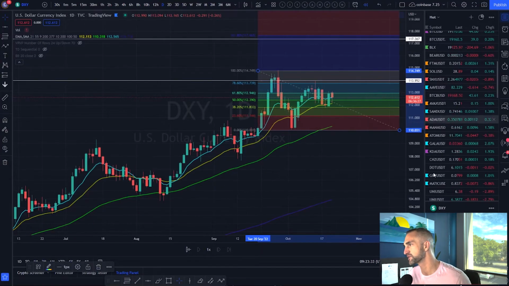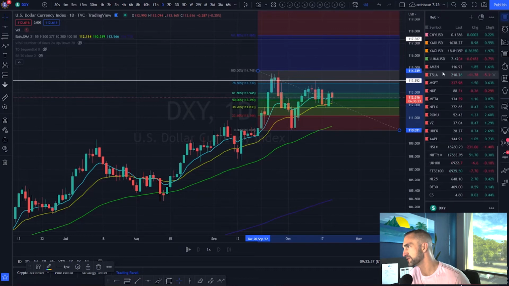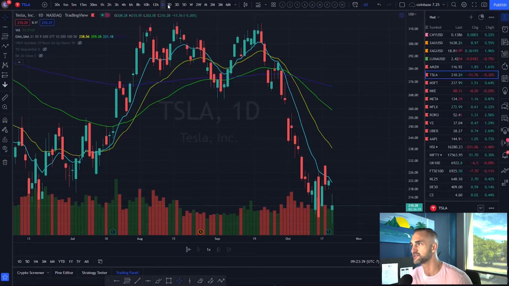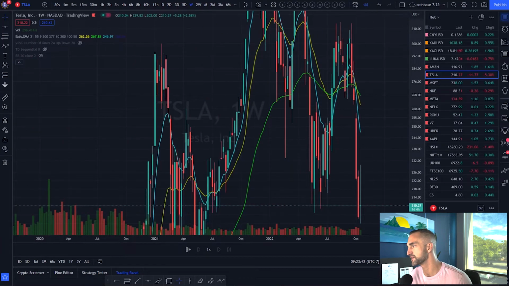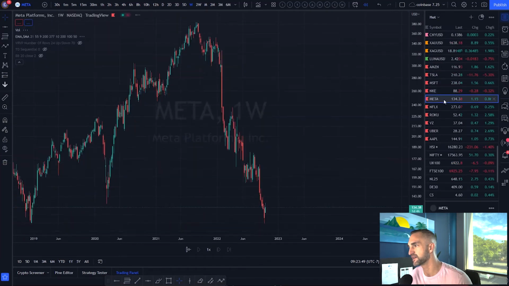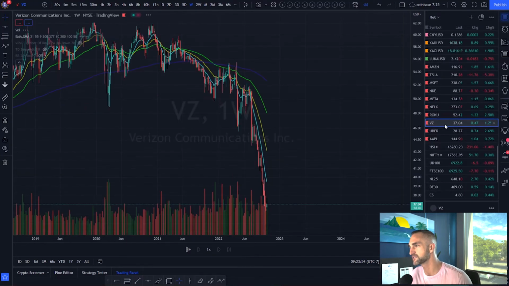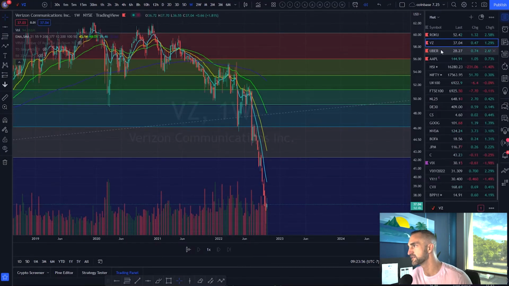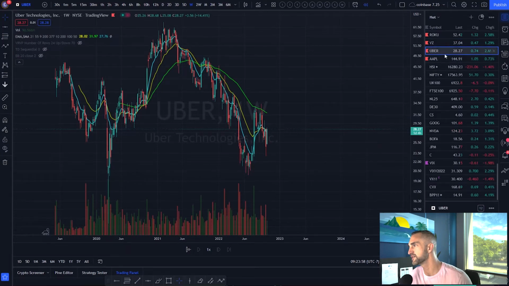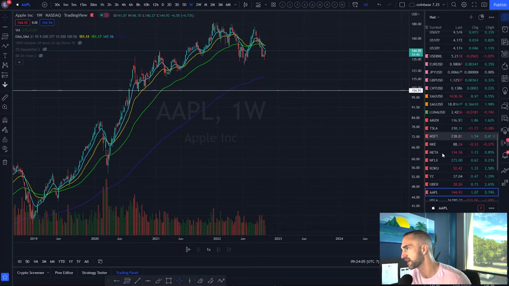Tesla's earnings came out worse than expected. Apparently they're having some trouble building all the cars, but Tesla is getting wrecked here. One of the best companies in the country, still holding up relatively good in comparison to things like Nike and Facebook and Roku, absolutely getting slaughtered. Verizon slaughtered. Uber slaughtered. Apple is holding up like Tesla and Microsoft.